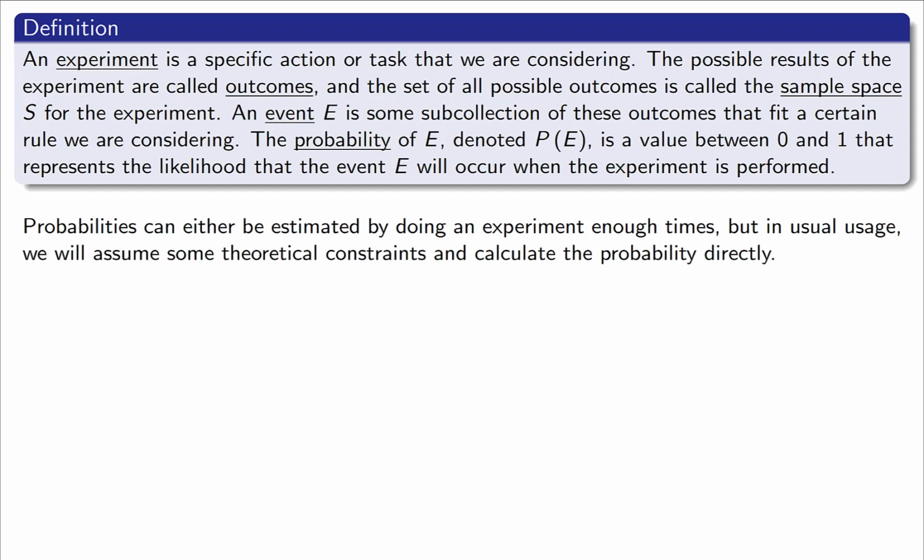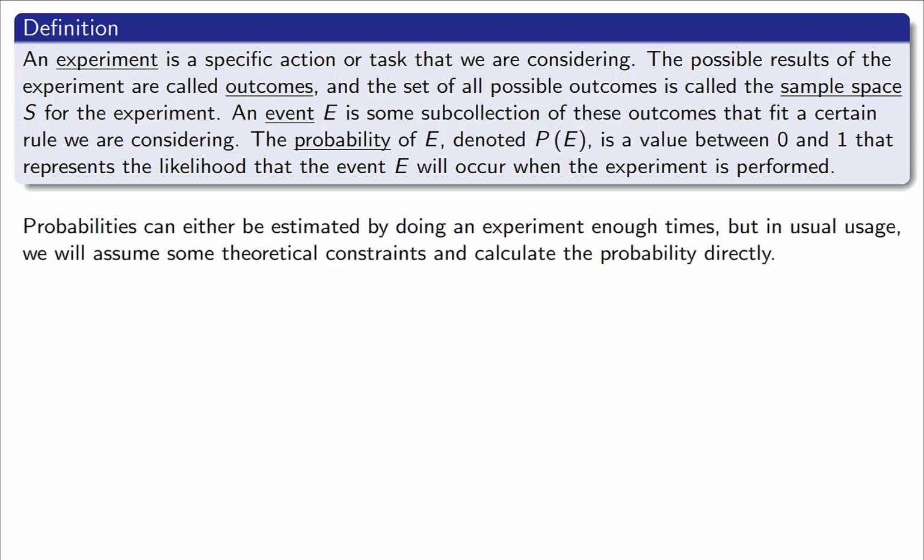In the example that we just did, the experiment was rolling 2 dice and looking at their sum. The results of the experiment were all the different possible dice rolls, and we could write all of those dice rolls as our sample space. The event was that the sum of the 2 dice was at least 10.